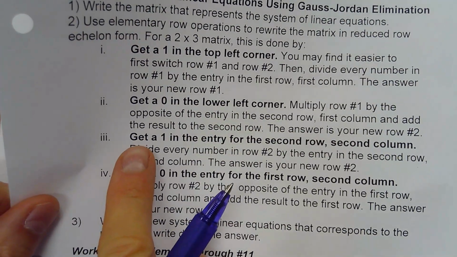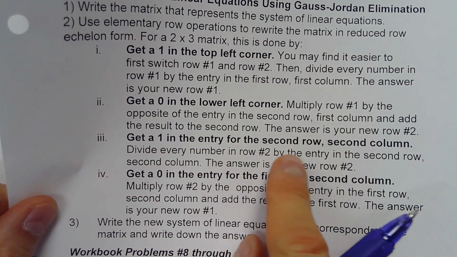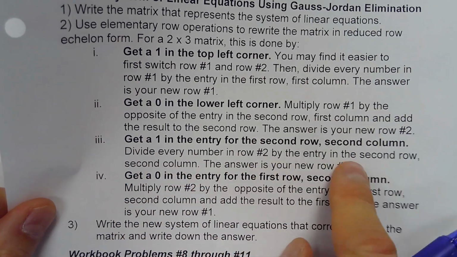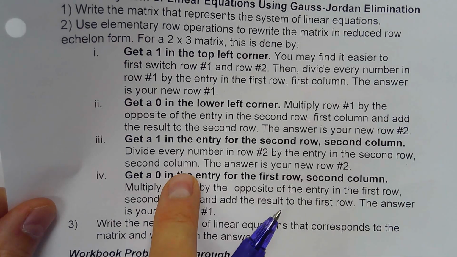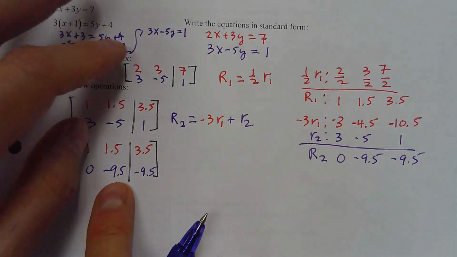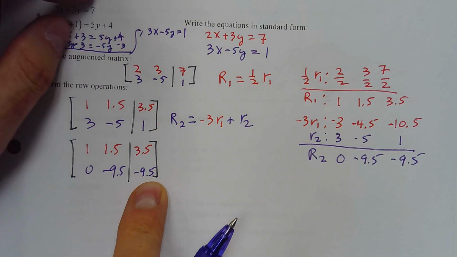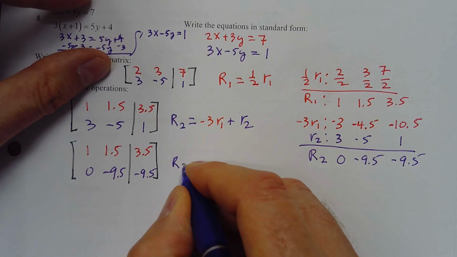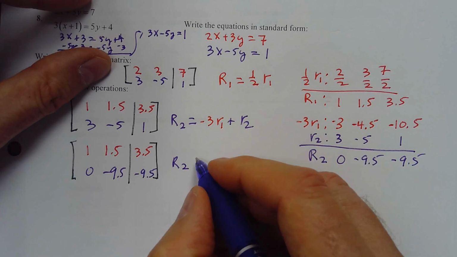Step 3 is we want to get 1 in the entry for the second row, second column. We're going to divide every number in row number 2 by the entry in the second row, second column. The answer will be your new row number 2. So I want to divide everything by -9.5. Or if you want to write it as a multiplication problem, you can say we're multiplying by 1 over -9.5.